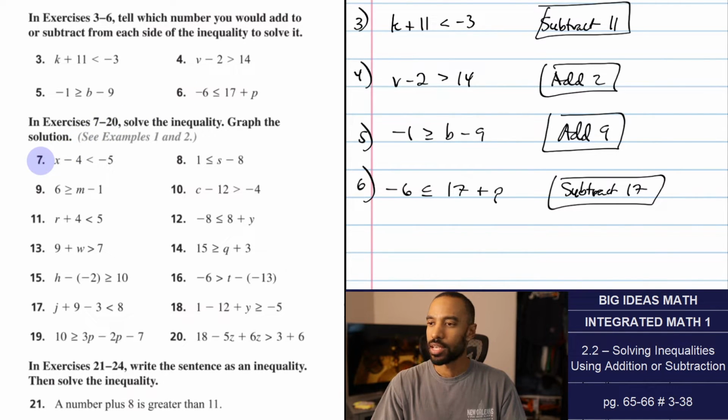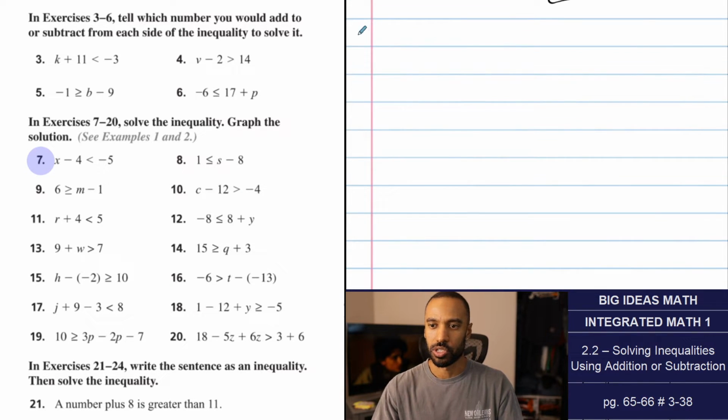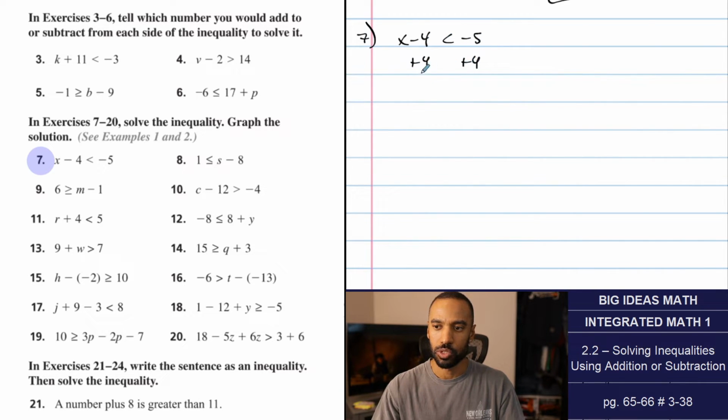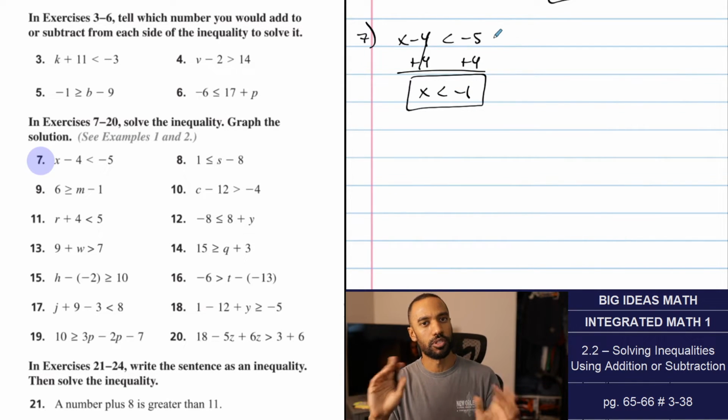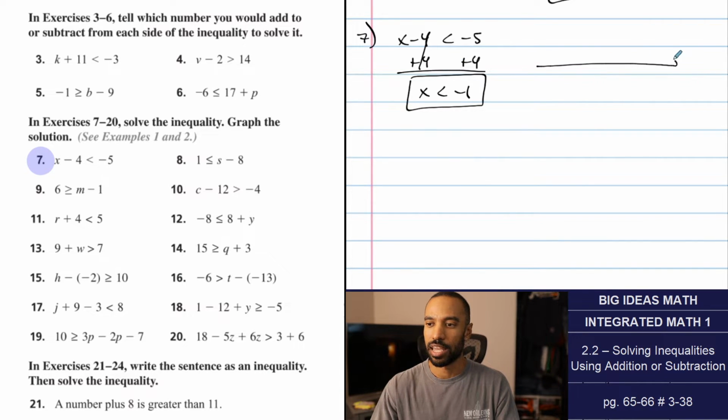Okay, in exercises 7 through 20, now we solve the inequality. We're going to graph the solution. So on number 7, we have x minus 4 is less than negative 5. We will add 4 to both sides, so we're going really back to 1.1 stuff, even less so because there's the inequality parts as well. A little 1.1 with 2.1, but we're not even multiplying or dividing. We're just adding and subtracting. X is less than negative 1.